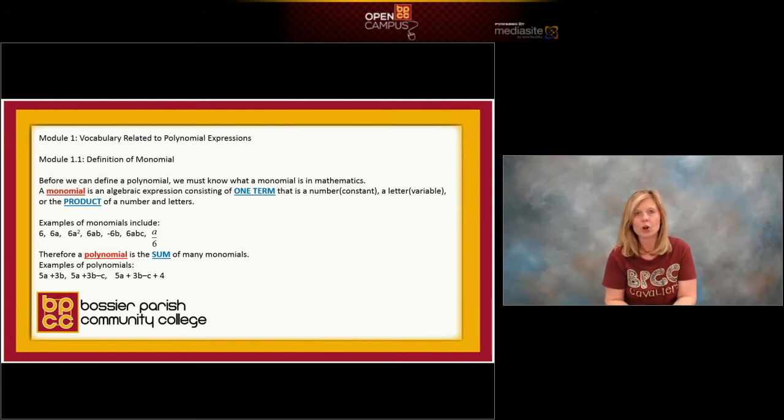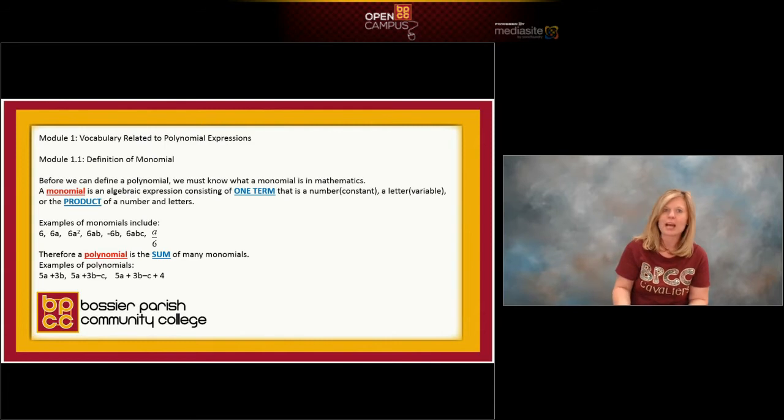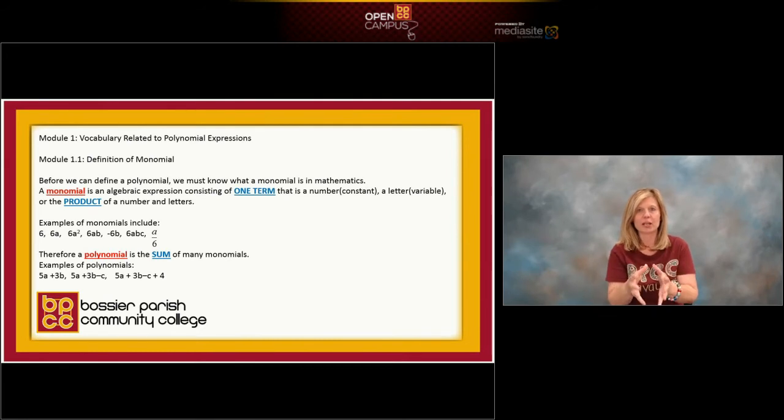And that one term can either be a number, which is called a constant, a letter, which is called a variable, or the product of numbers and letters. And we all know from third grade math, product means to multiply. So monomial is your basic unit of algebra. It's one term, one piece.